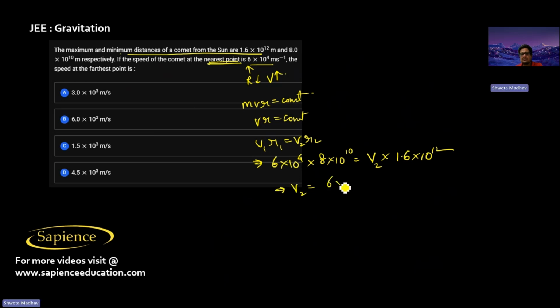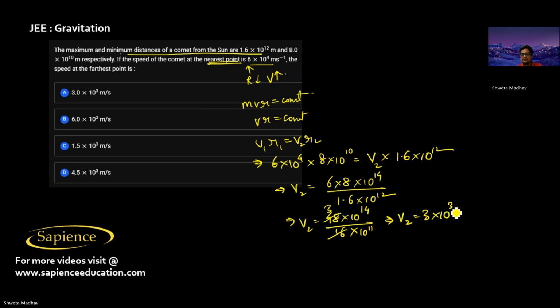Therefore v2 will be equal to 6 × 8 × 10¹⁴ divided by 1.6 × 10¹². So v2 will be equal to 6 × 8 is 48, × 10¹⁴ divided by 16 × 10¹¹, so 16 × 3 is 48. So v2 will be equal to 3 × 10³ meter per second. Option A is the correct answer.